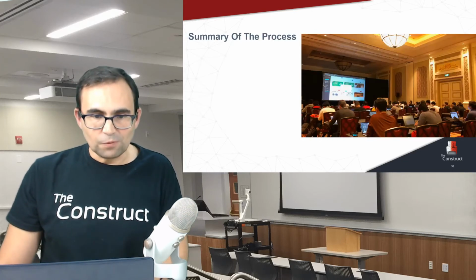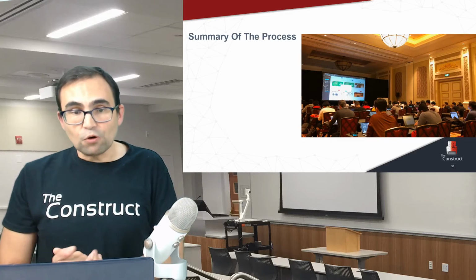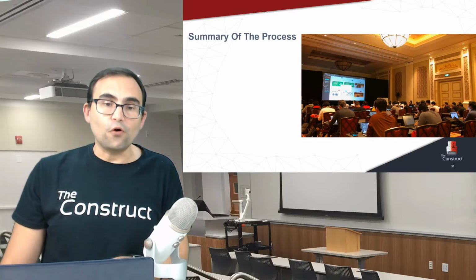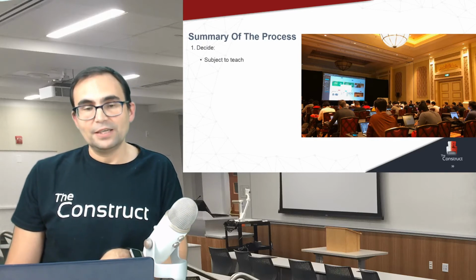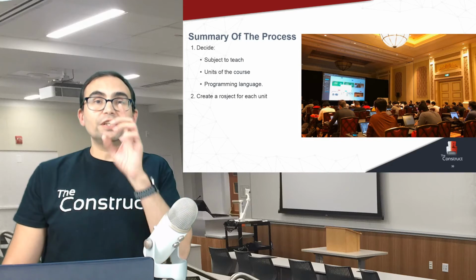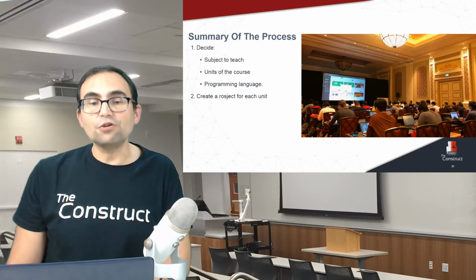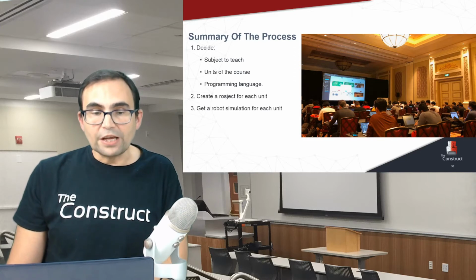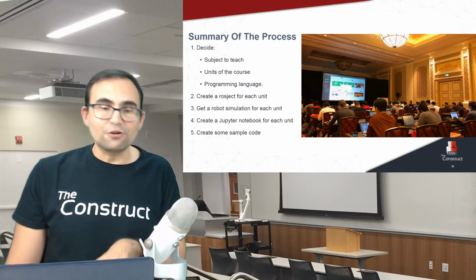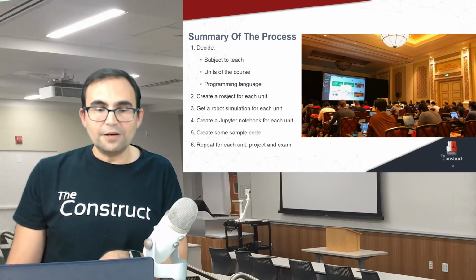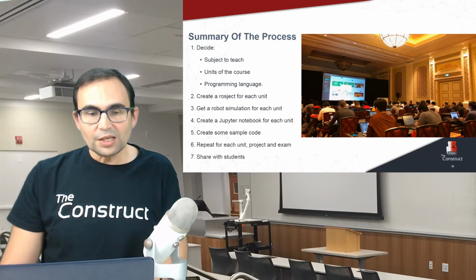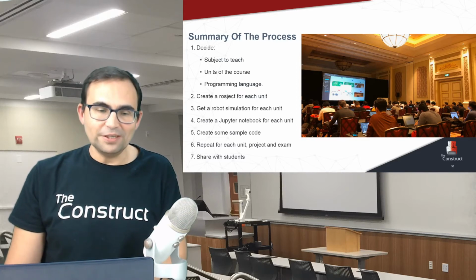I mean, yeah. So I was checking it here. So let me go and provide you with a summary of the process. That is, first you have to decide the subject to teach, the units of the course, and the programming language. Then you have to create a project for each unit that you are going to include into the course. Then you have to get a robot simulation for each unit, create a Jupyter Notebook for each unit, and create some code for each unit. And then you have to repeat this for each unit, then finally create a project and an exam. Then share with the students and enjoy.